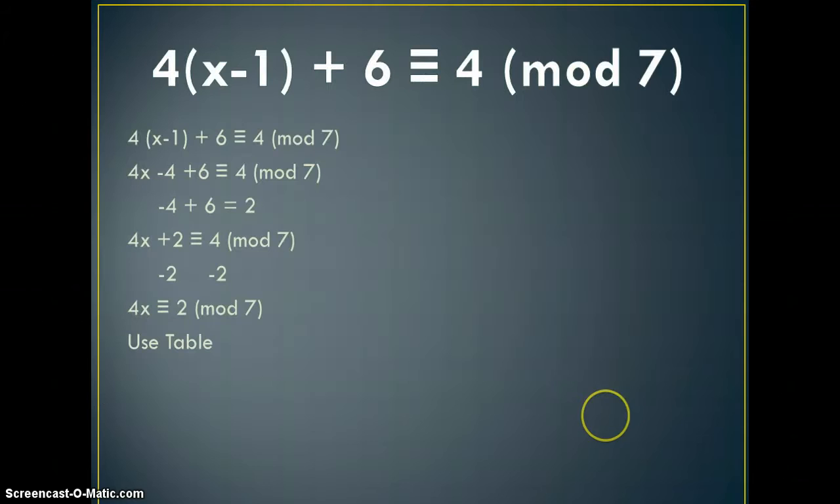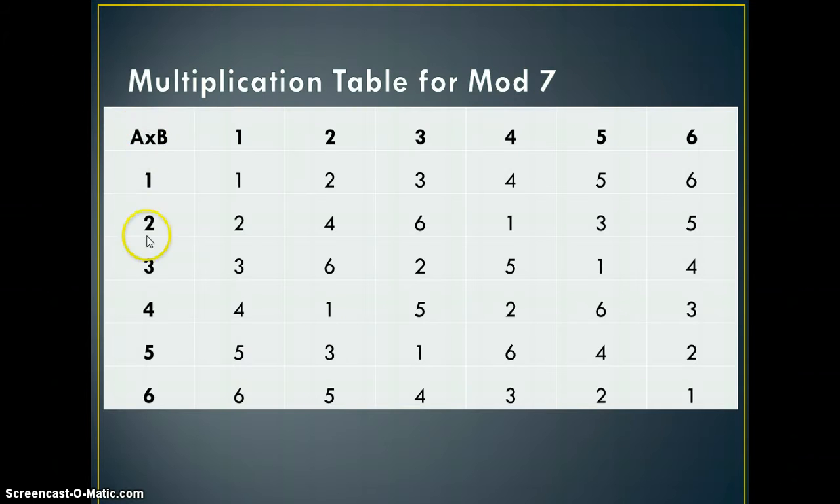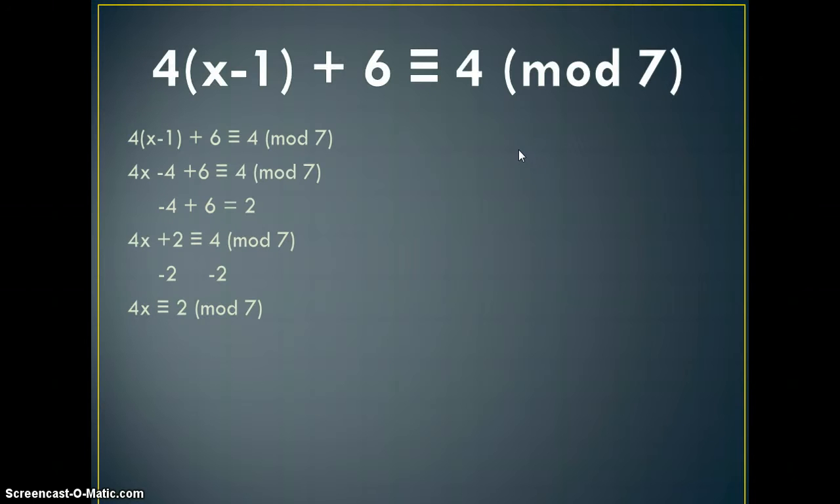So our problem was 4x is congruent to 2. What you do is go on your A and look for 4, and the product of this equation is 2. So if you go all the way over to find 2, we can find out that our x, or b in this case, is 4. Plug that back into our equation, and we find that x is congruent to 4.